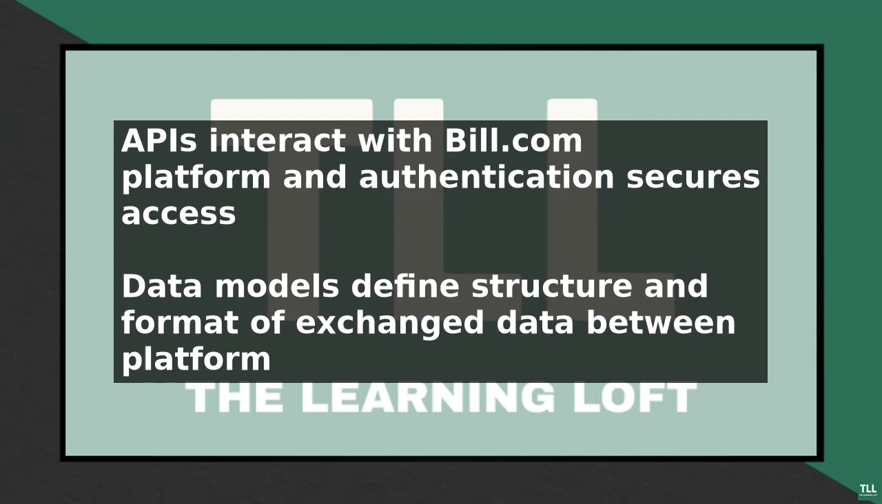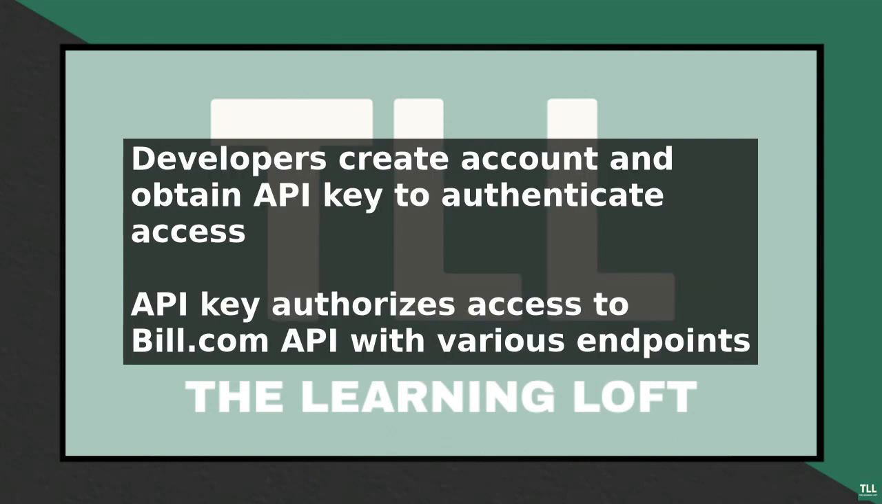Practical examples. One practical example of using the Bill.com API SDK is to automate the creation of bills and invoices. Developers can use the API to create a new bill or invoice, and then populate the relevant fields with data from their own application or system. Another example is to use the API to retrieve a list of vendors or customers, and then use that data to populate a drop-down list in their own application.